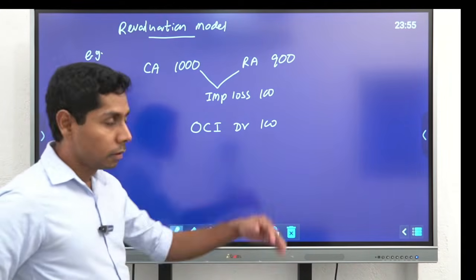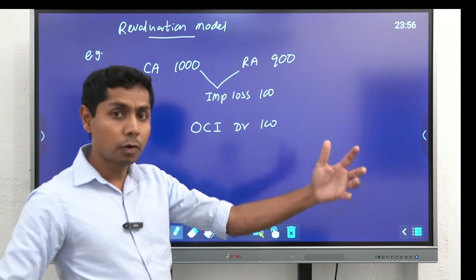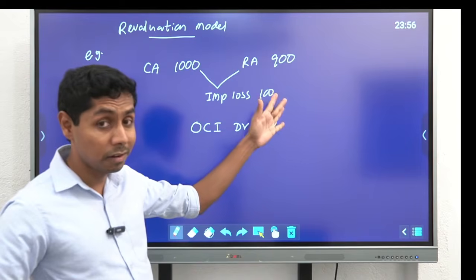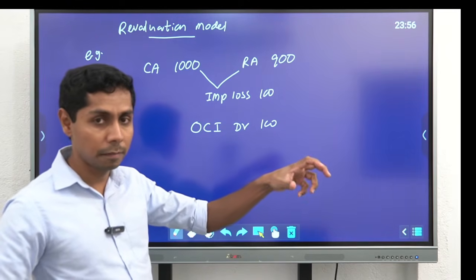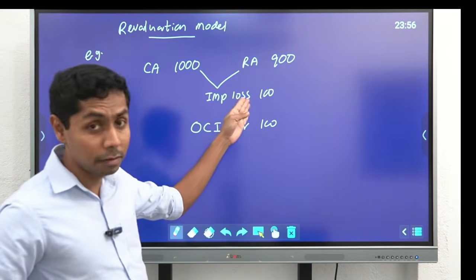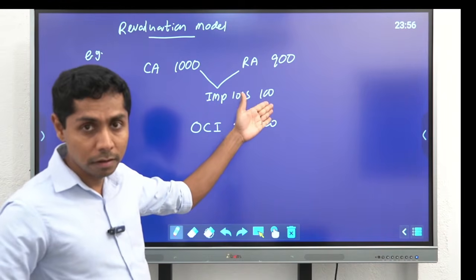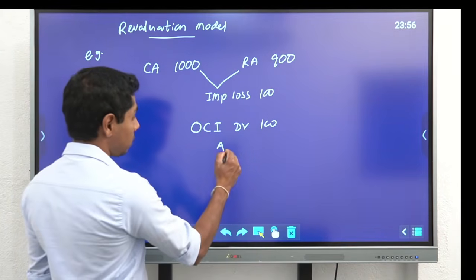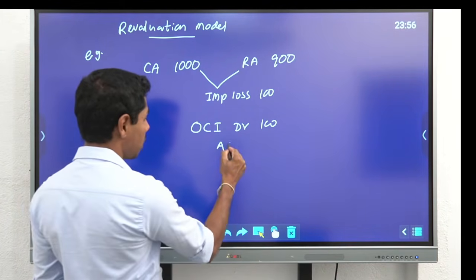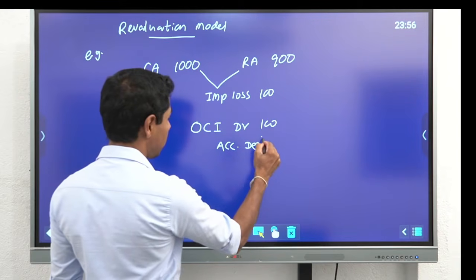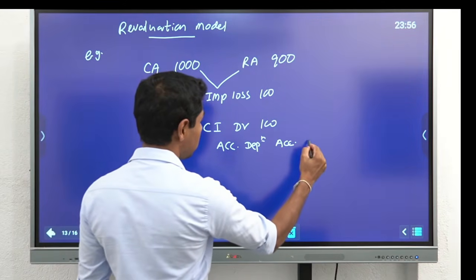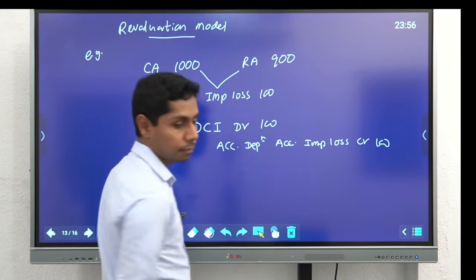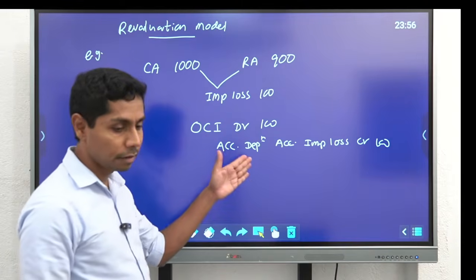OCI debit, because the surplus was originally recognized in the OCI, right? So we can reverse 100. We can't reverse 500, because this time the revaluation deficit or the impairment loss is 100. So we can maximally reverse 100, right? Then the credit entry is the same as earlier, accumulated depreciation and accumulated impairment loss account credit 100. Okay, the credit entry is the same as earlier.